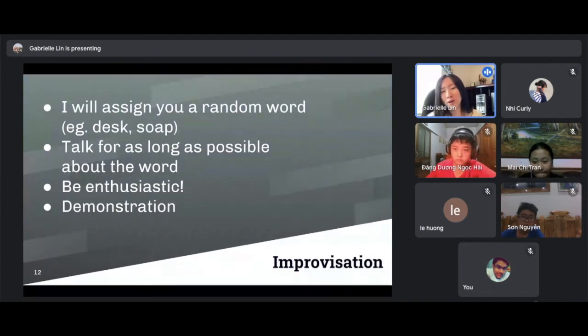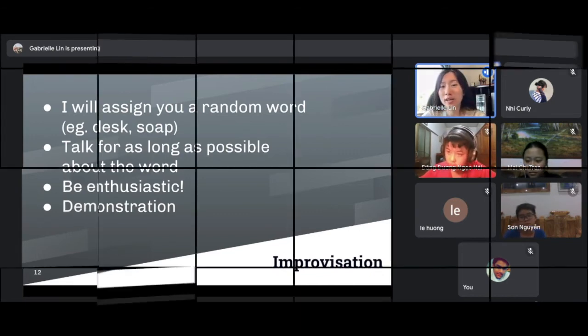You just want to talk for as long as possible about the word. If your word is desk, for example, you just want to talk for as long as possible about a desk. You can say there are desks in school, and then you can start talking about school and what you do in class while you're working on your desk. It doesn't have to be a serious speech, and it doesn't have to be perfect. Just try to talk for as long as possible about the word and be enthusiastic about it. Here I'm just trying to build your improvisation skills and being able to talk on the fly without necessarily writing out what you're going to say.